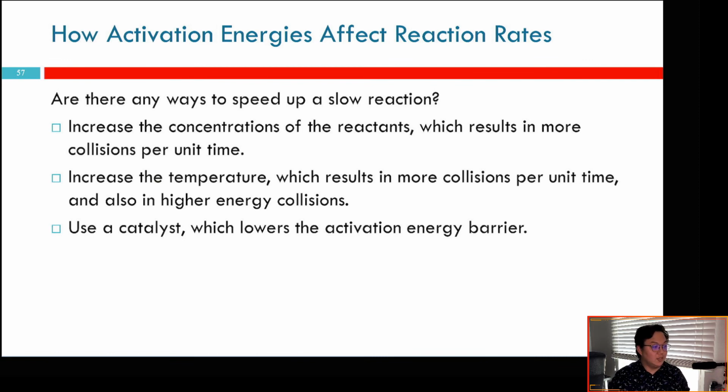So we have some ways to speed up a slow reaction if we want it to go faster. One is to increase the concentration of the reactants, which increases our collisions per unit time and the probability that they have the energy to overcome the activation barrier. We can also increase the temperature, which results in more collisions per unit time and also higher energy collisions. Or we can use a catalyst, which lowers the activation energy barrier. Depending on the reaction you're working with, you may want to use 1, 2, or all of these.